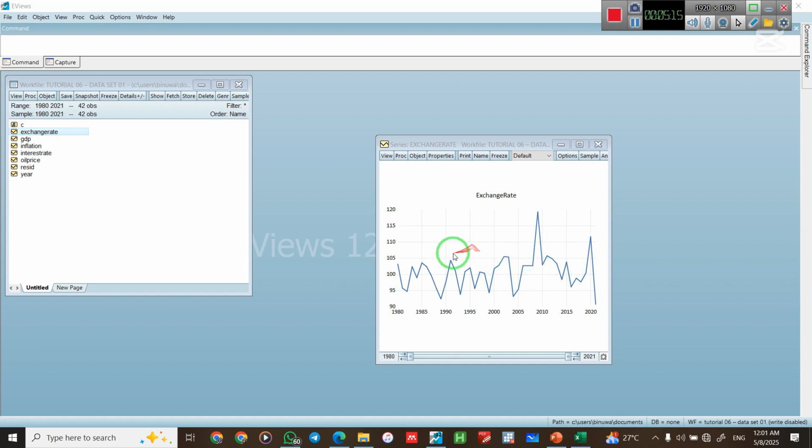So we can say the exchange rate is not stationary at its level data by using the scatter diagram. As a result, from the scatter diagram we get that the mean is constant but the variance is not constant. Because of that, we can say the exchange rate is not stationary at level data, right?